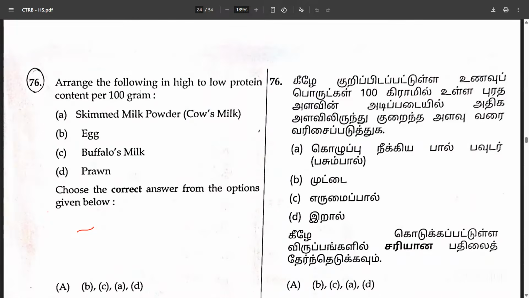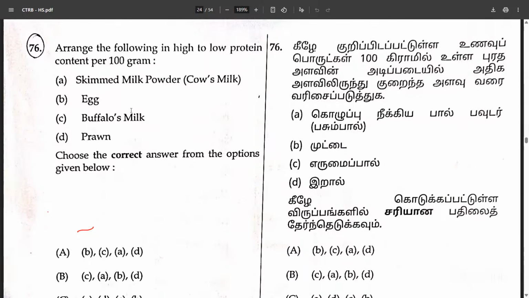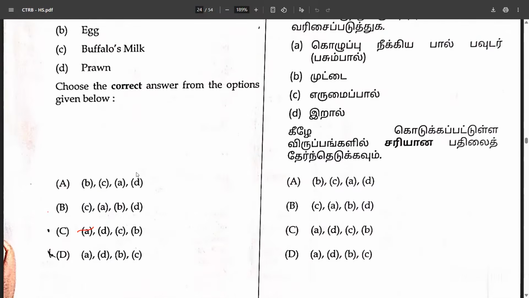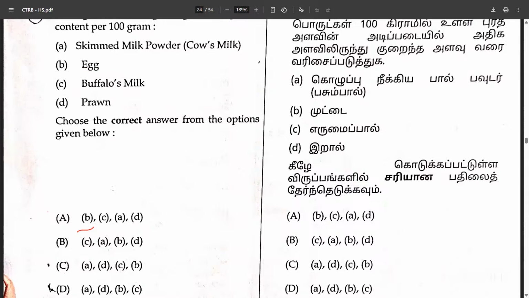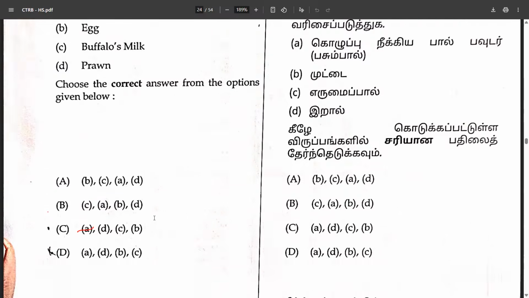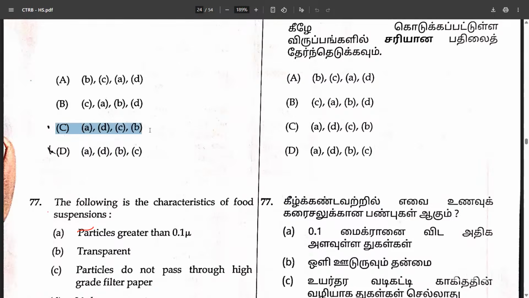76: arrange the following in high to low protein content per 100 gram. So per 100 gram, you have to go high to low. The first one here will be A, skim milk powder, which is high in protein. Then there will be prawn. Then there will be buffalo's milk. And then there will be egg. This C will be the correct answer.